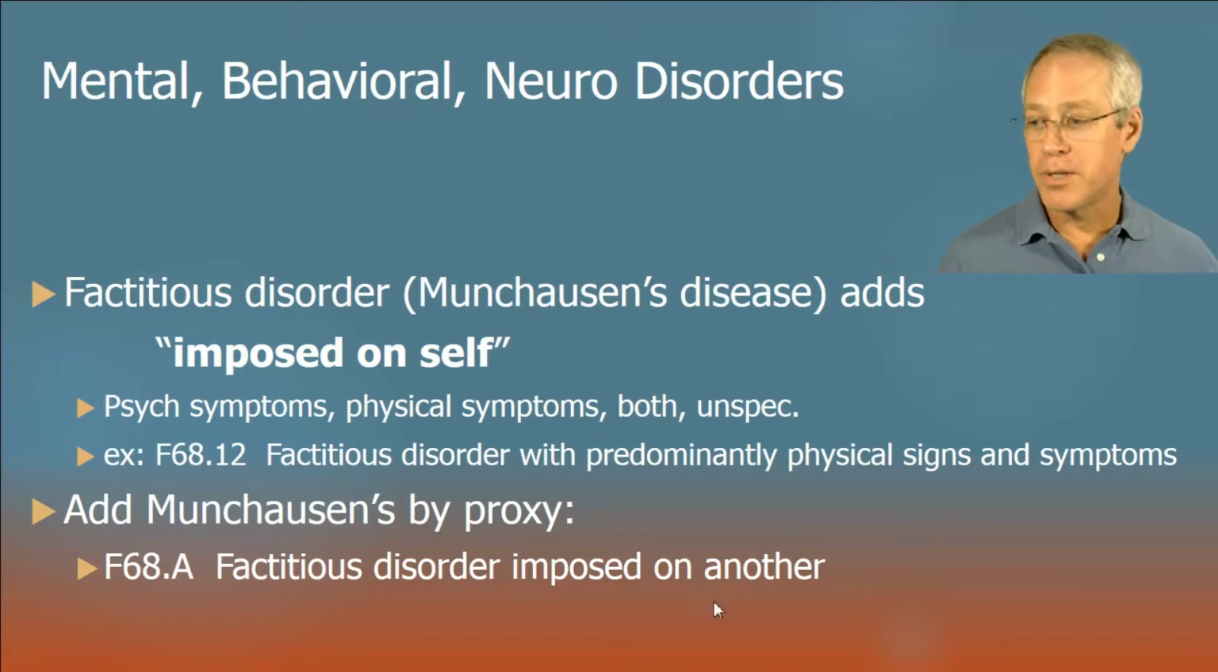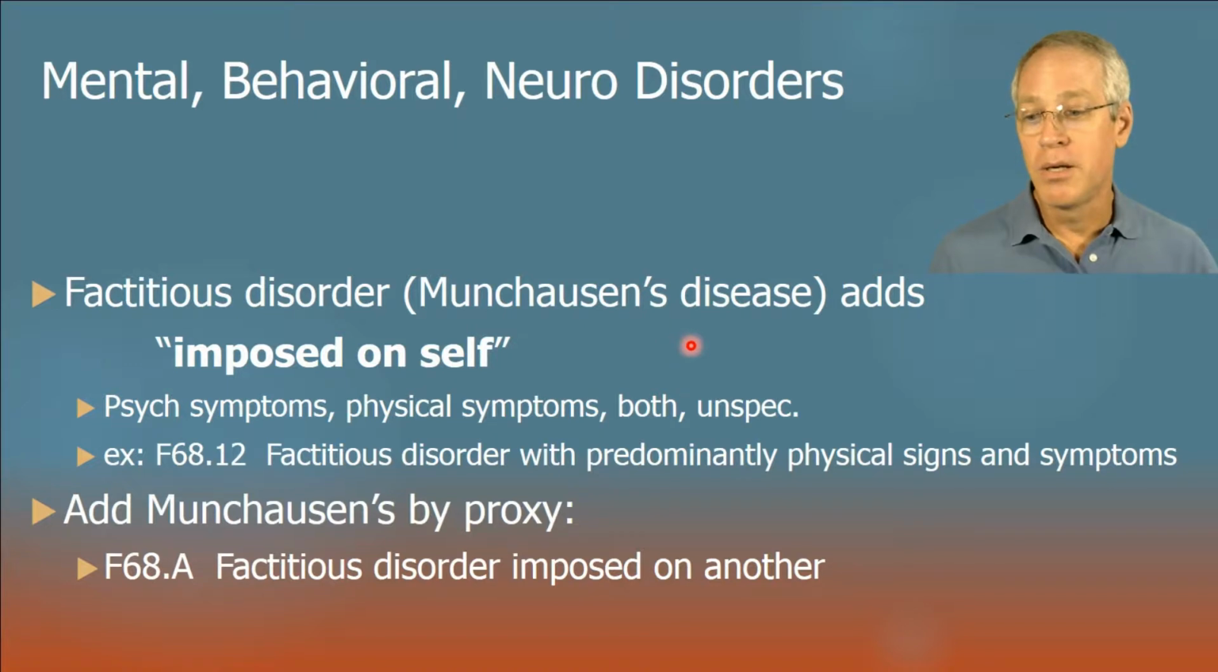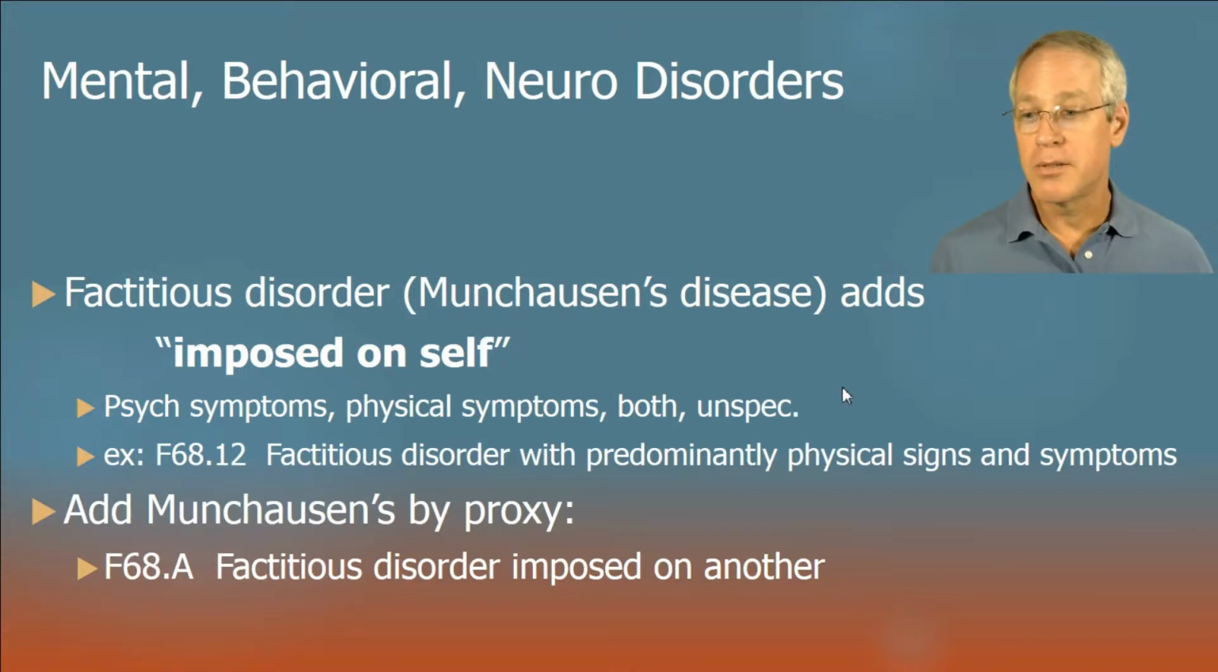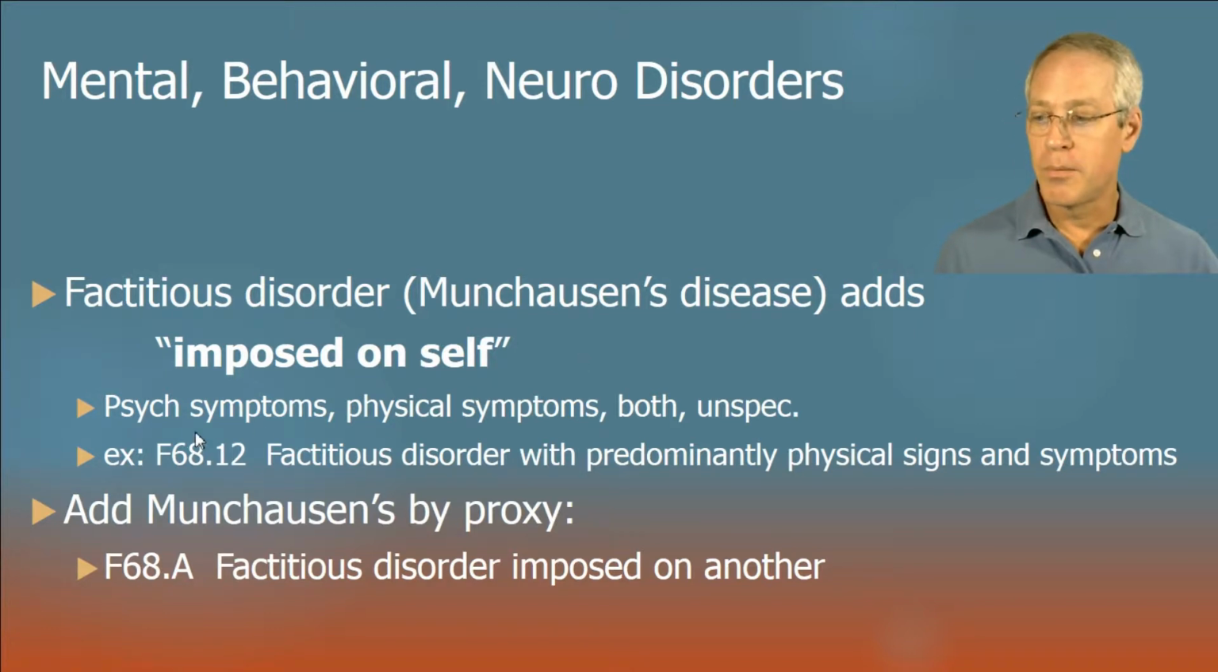So what's been done to this factitious disorder family is to add imposed on self and imposed on other. So imposed on self is straight Munchausen's disease. So that's a patient that fakes a disease so that they can see the doctor a lot or be in the hospital a lot and get that attention. There are some other terms for that. The hospital hopper, it indexes to Munchausen's disease as well. A peregrinating patient as well, but again, not malingering. And then further divided between factitious disorder with primarily psychological symptoms, primarily physical symptoms, or both, or unspecified. Here's the example code F68.12 with physical signs and symptoms.